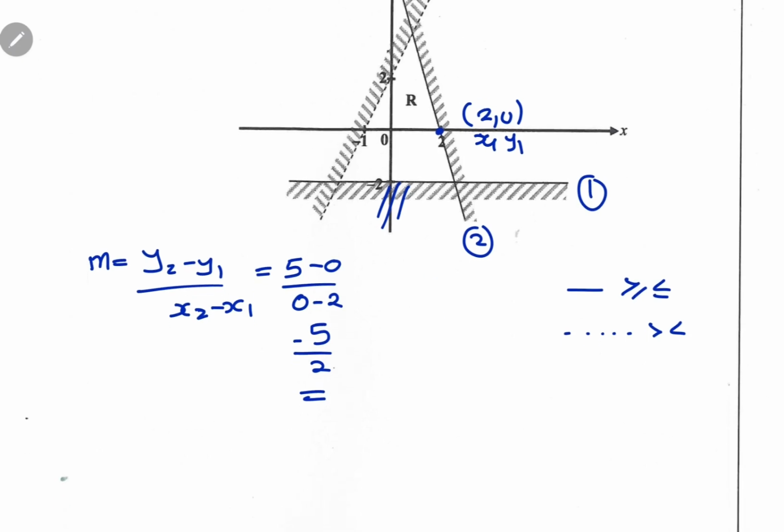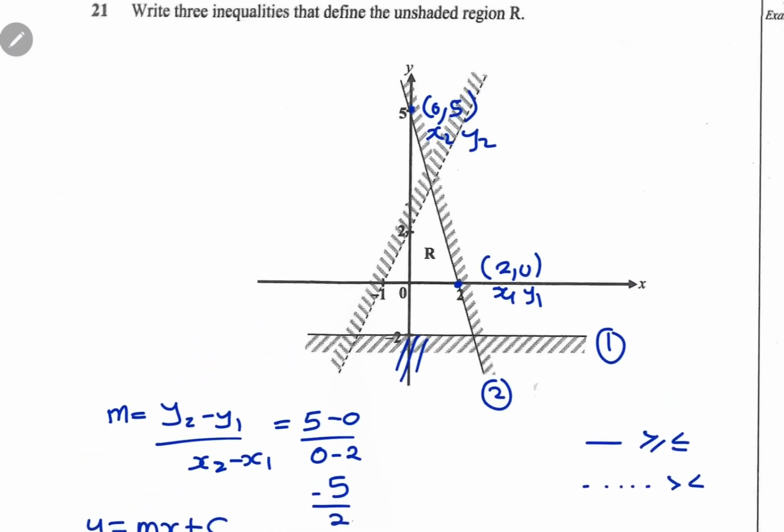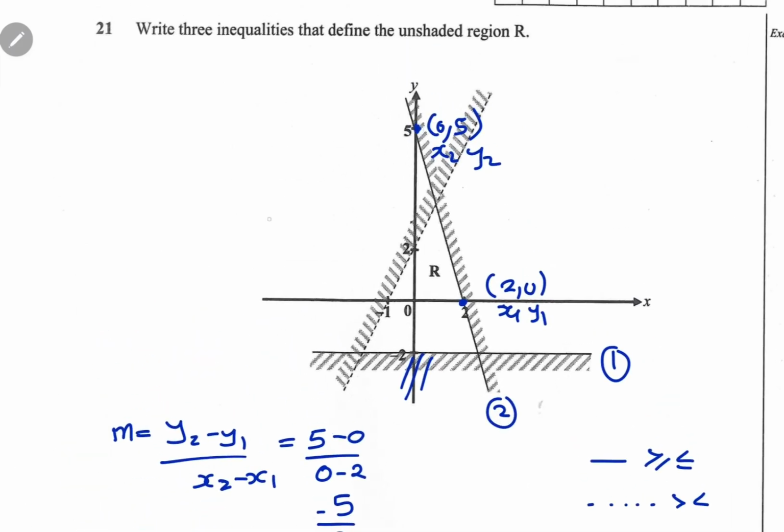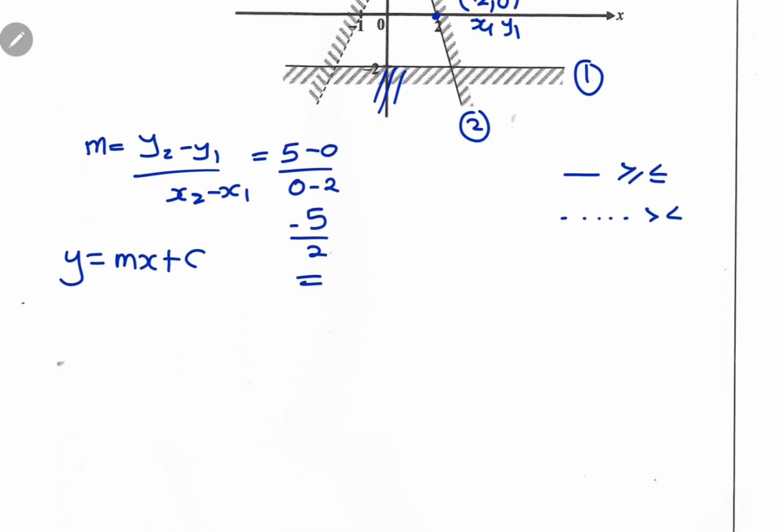Now that we have the gradient, we can find the equation y is equal to mx plus c. It is cutting the y-axis at 5, so c is 5 already. So y is equal to, m is the gradient, so negative 5 over 2 x plus 5. So this is the equation.